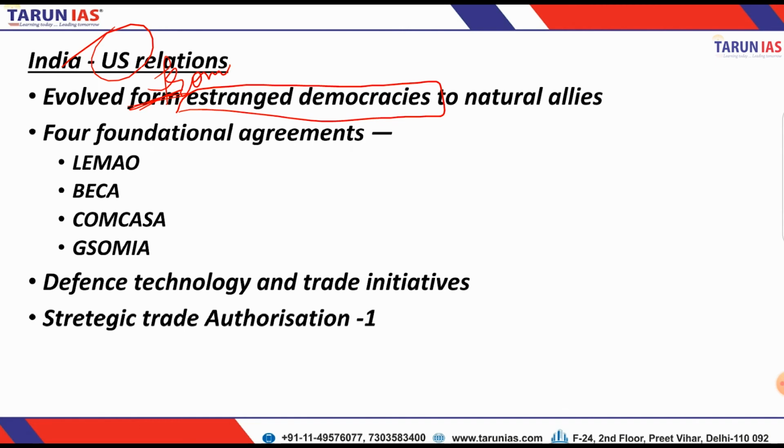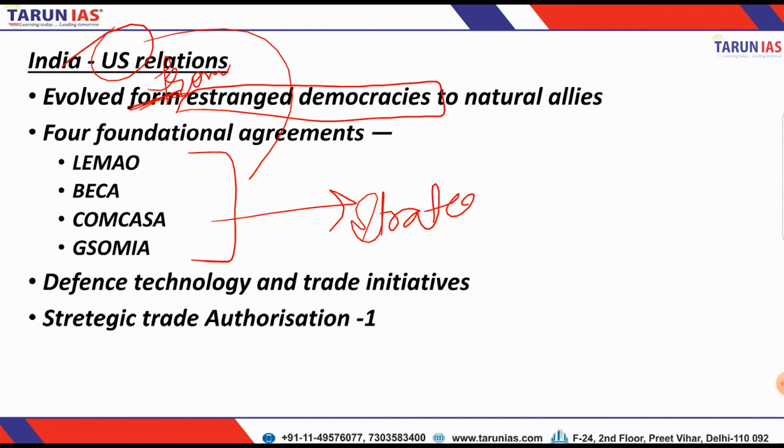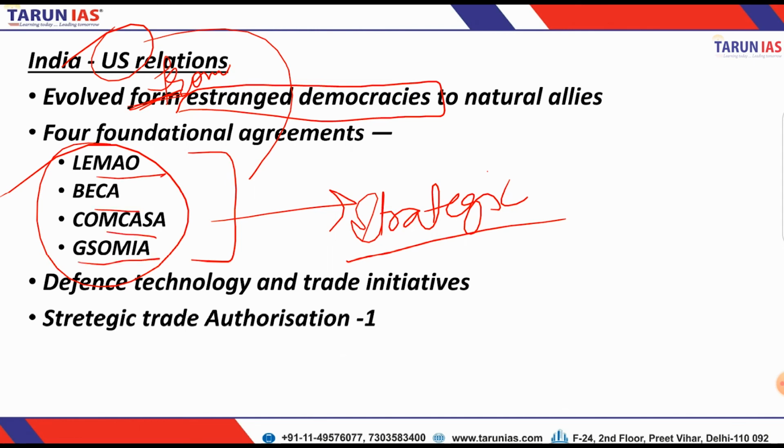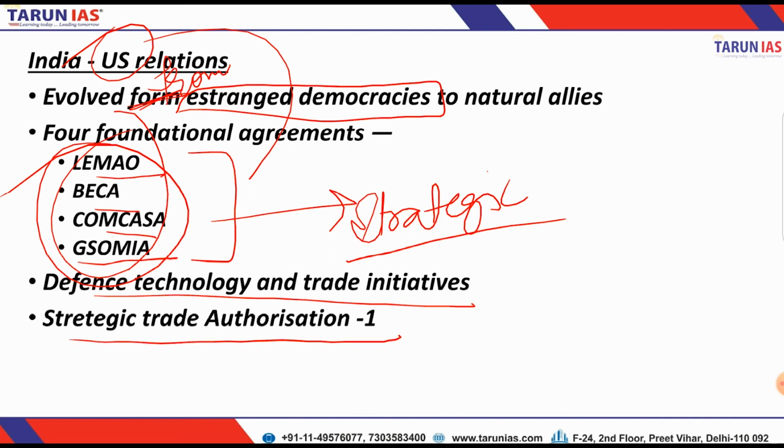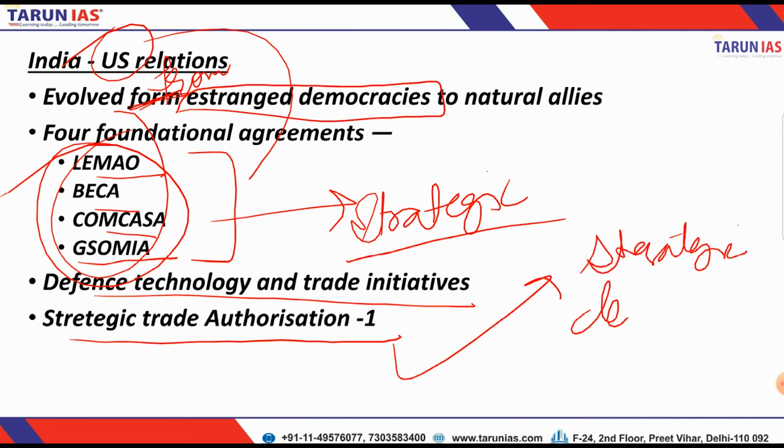Now India and the United States sign four fundamental or foundational agreements with strategic partners, and it has signed these four documents with India too: the LEMOA, the BECA, the COMCASA, and GSOMIA. These are the four foundational agreements which elevate US relations with any country from bilateral to strategic relations. Defense technology and trade initiatives are taken. India has been granted Strategic Trade Authorization-1, which elevated its position to a strategic defense partner.